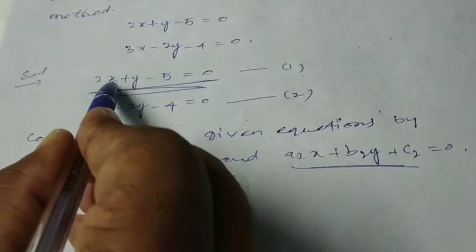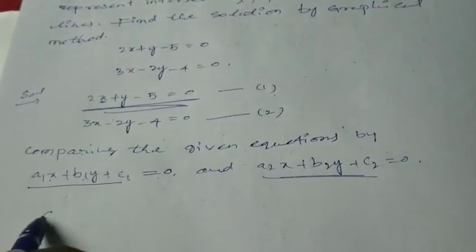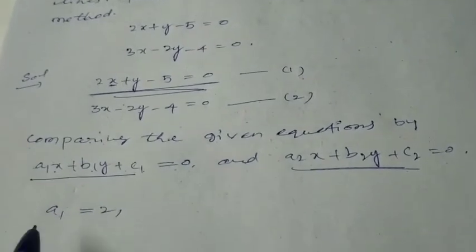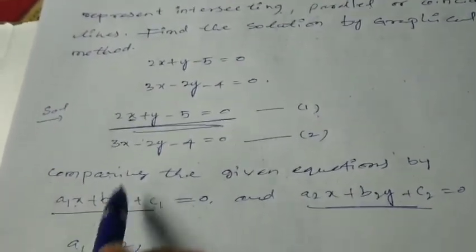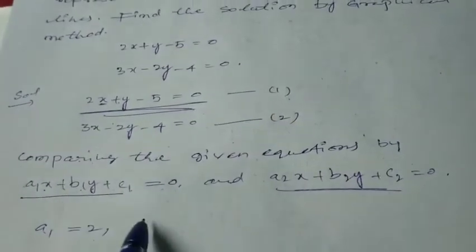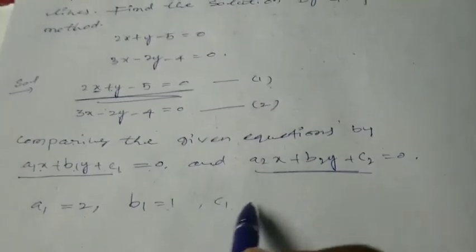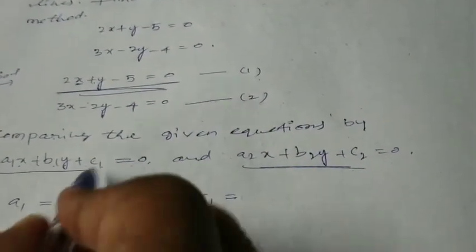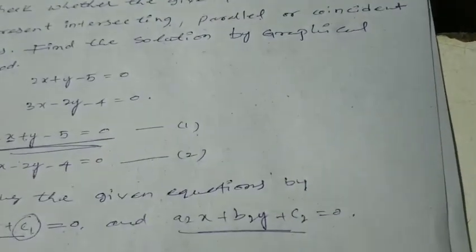So in the first equation, what is the coefficient of x? 2. So a1 equals 2. Next, what is the coefficient of y in equation 1? It is not written, which means 1. So here b1 equals 1. Next, c1 is the constant term. In the first equation the constant term c1 is minus 5.